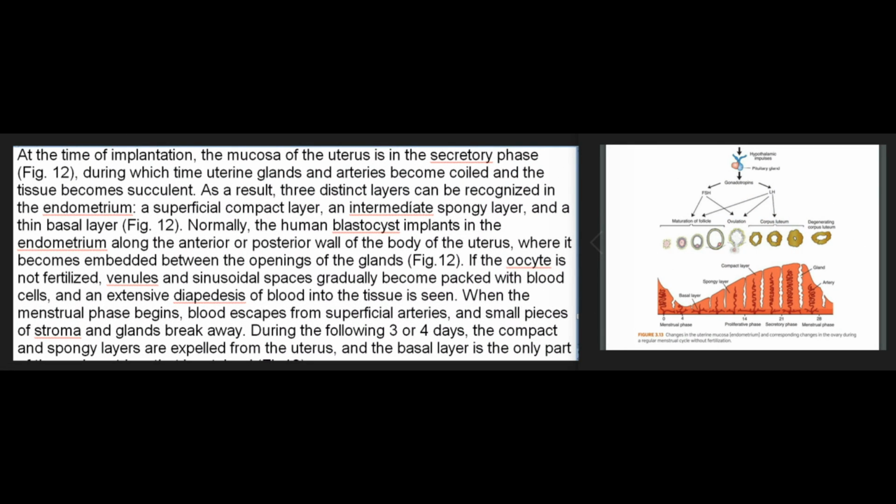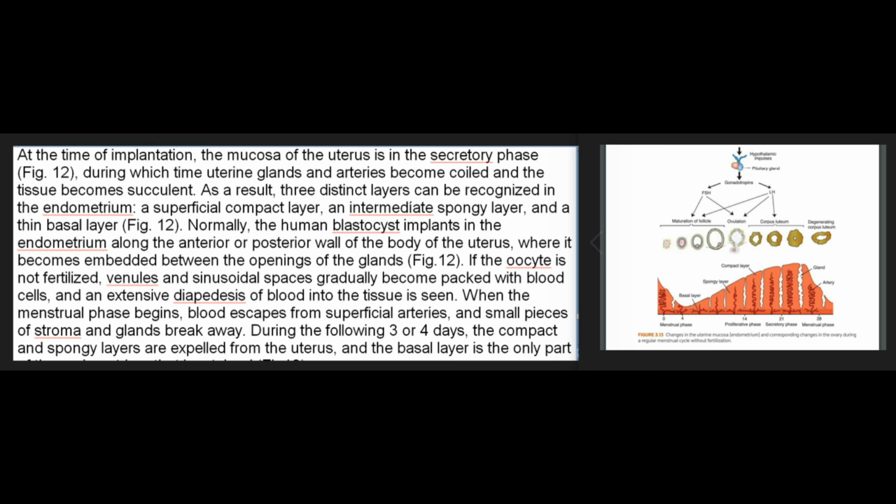At the time of implantation, the mucosa of the uterus is in the secretory phase, Fig. 12, during which time uterine glands and arteries become coiled and the tissue becomes succulent. As a result, three distinct layers can be recognized in the endometrium: a superficial compact layer, an intermediate spongy layer, and a thin basal layer, Fig 12. Normally, the human blastocyst implants in the endometrium along the anterior or posterior wall of the body of the uterus, where it becomes embedded between the openings of the glands, Fig.